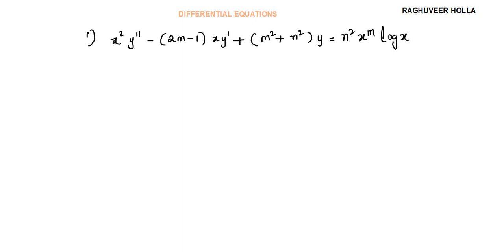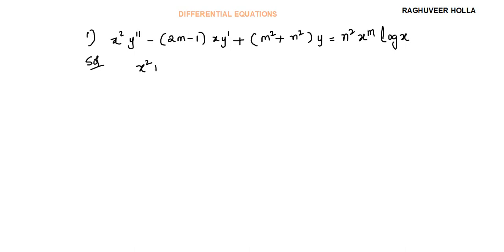Now let us try to solve this differential equation. Here what we have is Cauchy's linear differential equation. So we can write this as x square.